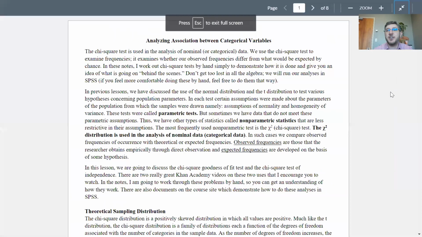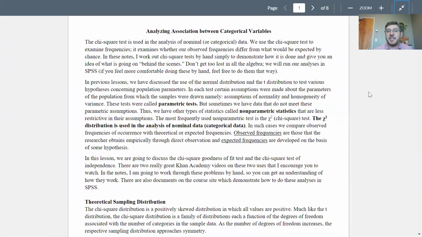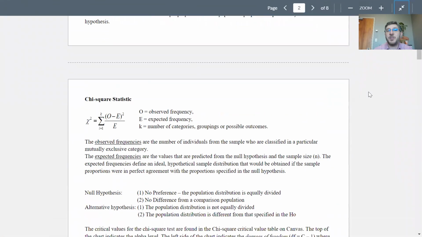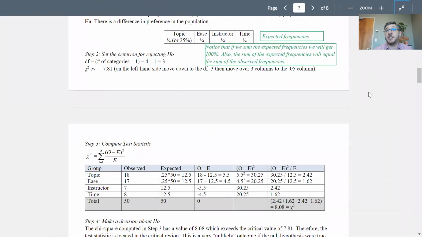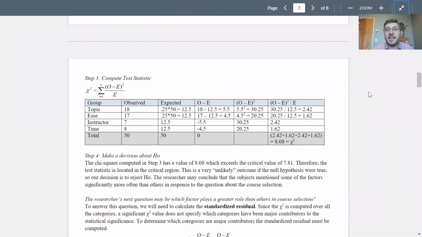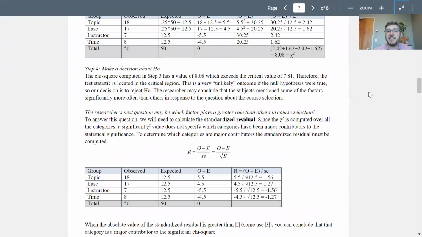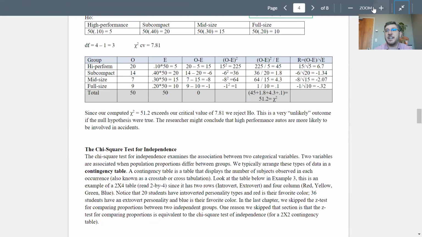In my notes here, I give you an introduction to the chi-square test. Again, I work out the chi-square test by hand, both for the goodness of fit and test for independence. For the assignment, you can use SPSS. If you would like to work them out by hand, that's fine. So you can use either way. In the notes, I show you how to do it by hand, and then I also have two SPSS documents that show you how to actually use SPSS to analyze the data.